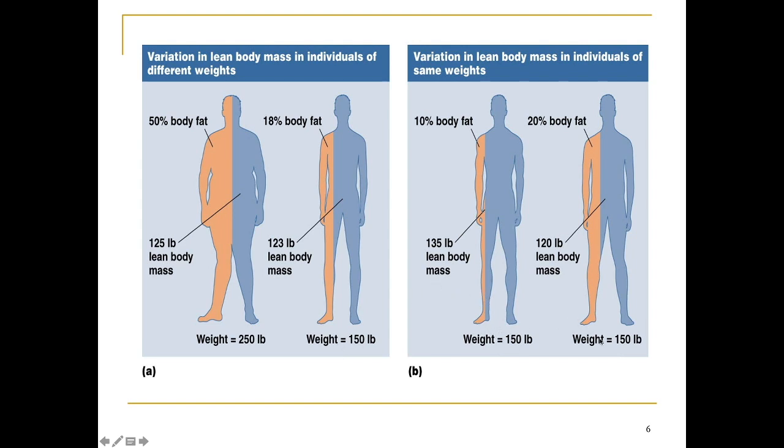Now you can look at this a different way. If you have two people that weigh the same, 150 pounds, the person with 10% body fat will have 135 pounds of lean body mass, and the person with 20% body fat will have 120 pounds of lean body mass. So these people are technically the same weight, but the first person is in significantly better physical condition and has about the correct amount of body fat, whereas the person on the right has slightly more than the recommended amount.